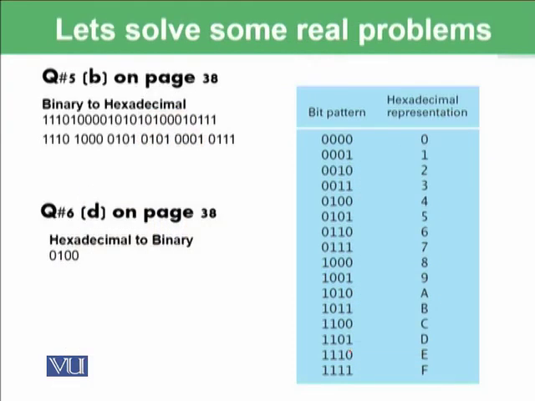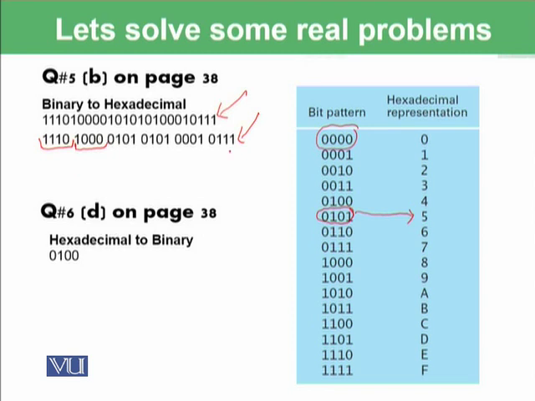So let's have some examples. This is question number 5, part B in your book, page 38. So we have to convert a binary number to hexadecimal notation. So this is a binary number and we want to convert it to hexadecimal. Here you have learned that you need to combine bits into groups of 4, and those groups should be translated to the corresponding hexadecimal notation. So therefore in the next line I have made groups of 4. So this is the first group of 4, then the second 4, and so on.